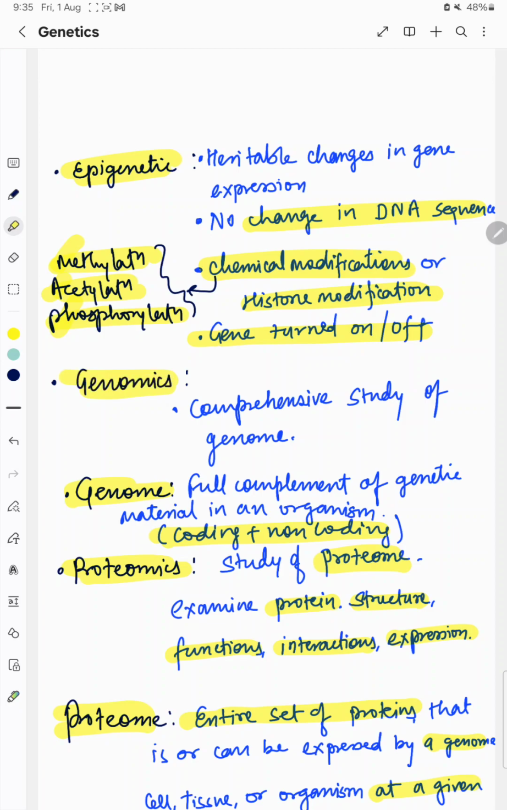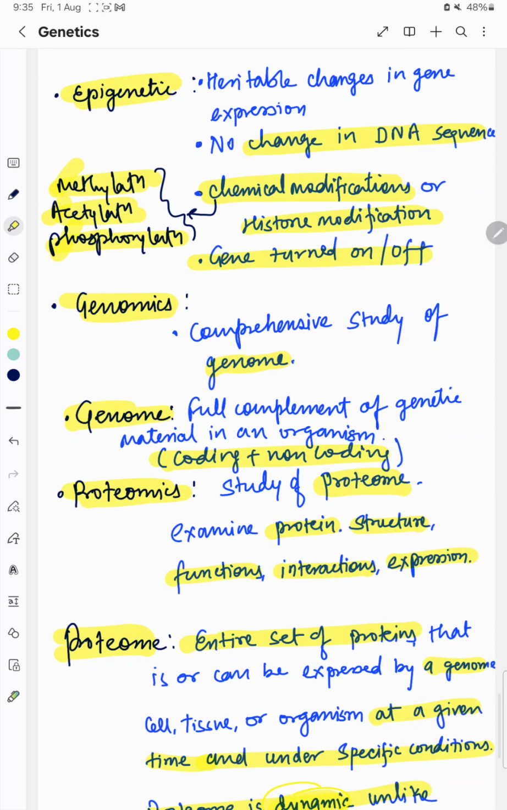What is genomics? Genomics is a comprehensive study of a genome, and a genome is the full complement of genetic material in an organism, coding plus non-coding genetic material.